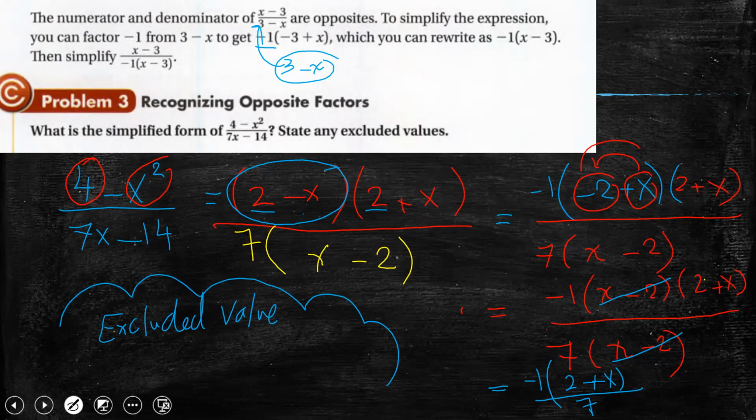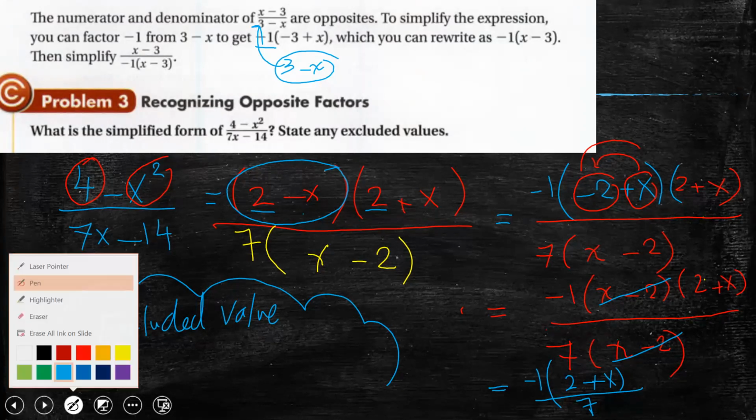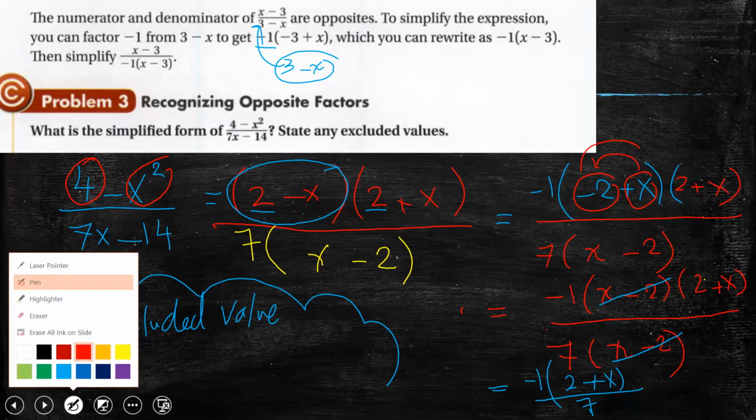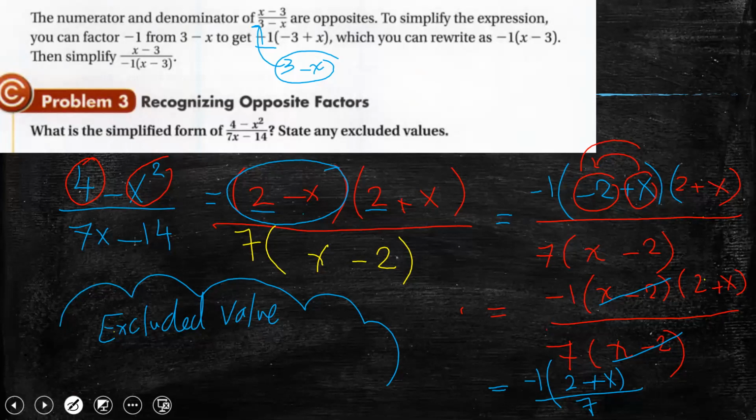Okay. Now I want to find the excluded value. Where do I have to find the excluded value? As I told you, you have to look at the expression after factorization before simplification. Where is it? It is here. Is it right? Yes. So I want now to find the excluded value. You have to find the zero of the denominator. What is the zero of the denominator?